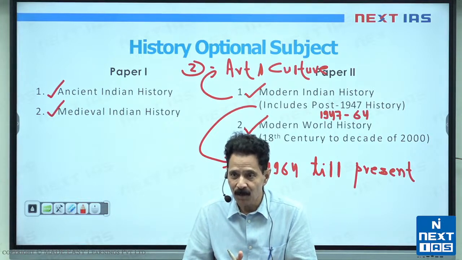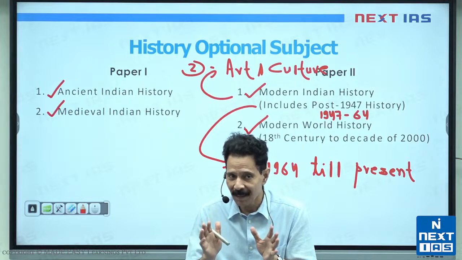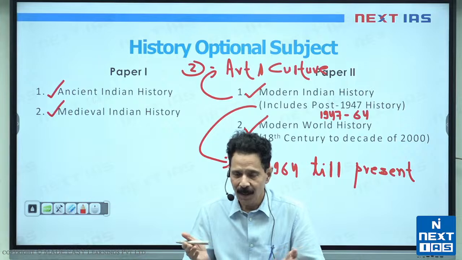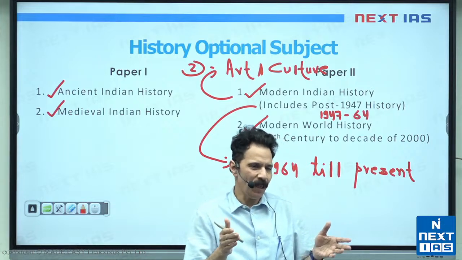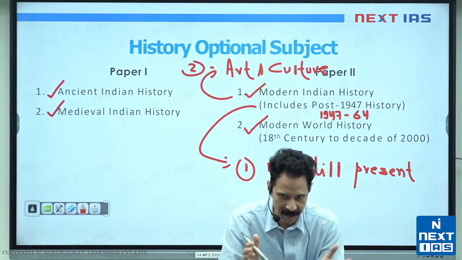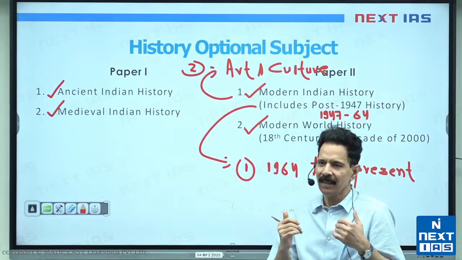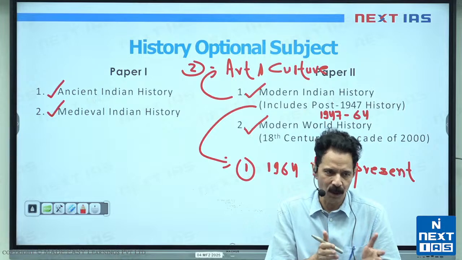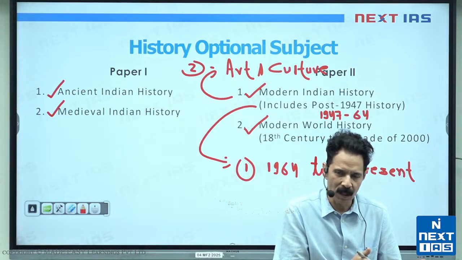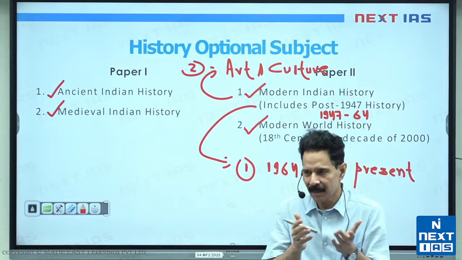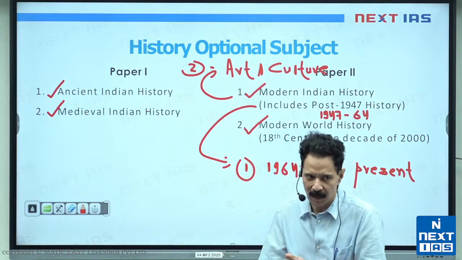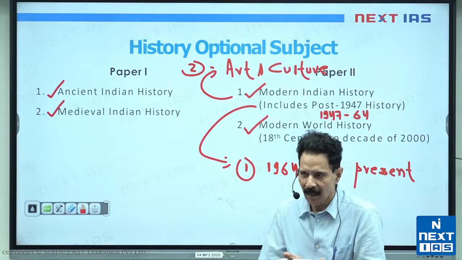I think you have to remember 30, 40. Don't you think so? Yes. Overall, if you consider on balance, what I personally think is that there are certain things you have to do in history optional that are not required in GS. There are certain things you have to do in GS history that are not required in history optional. So on balance, this is roughly the same.